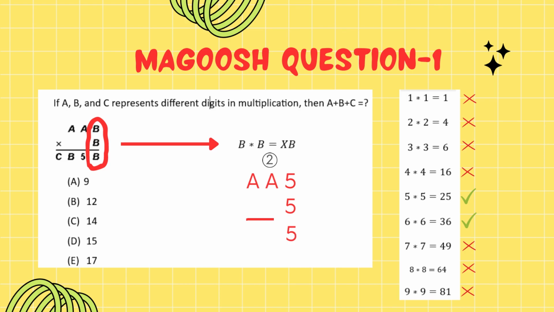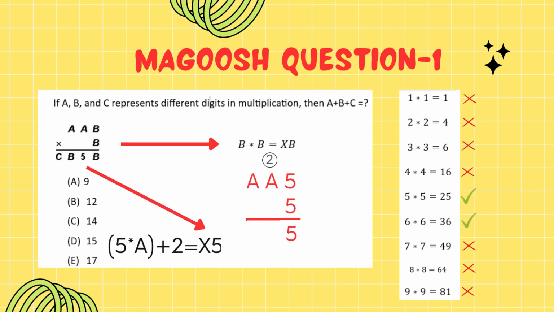It means B can be either 5 or 6. So let's see, if B is equal to 5, then what is the result? In the first step, 5 is multiplied with 5, it results in 25, so 2 will be carryover. And then when 5 is multiplied with A, 2 has to be added. So the equation will become 5 into A plus 2 and it should be equal to X5. Why 5? Because it appears in the multiplication term. And X can be anything, which will be carried over to the next number.